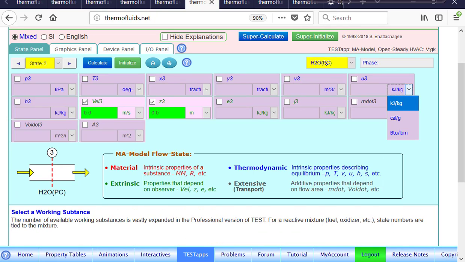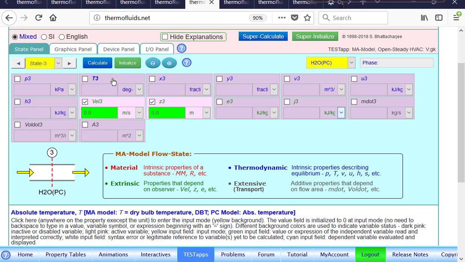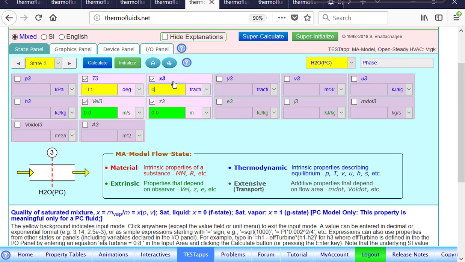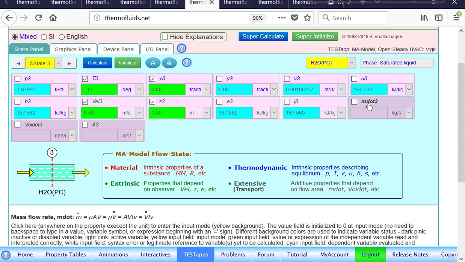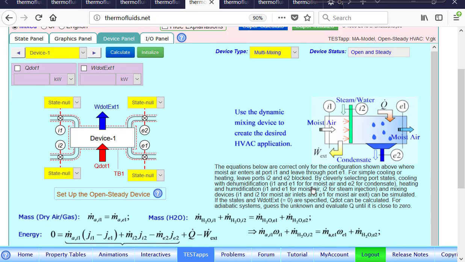So we pick the H2O PC model, and you can see the properties adjusted to the new model. The water condensate temperature should be the same as the exit temperature of the air. That's the standard in psychrometry, and we'll assume saturated water, and that produces the state of H2O, except we want to find what is m dot 3. It's obvious it should be m dot of vapor at the difference between state 2 and state 1. But let the device panel do the job for us.